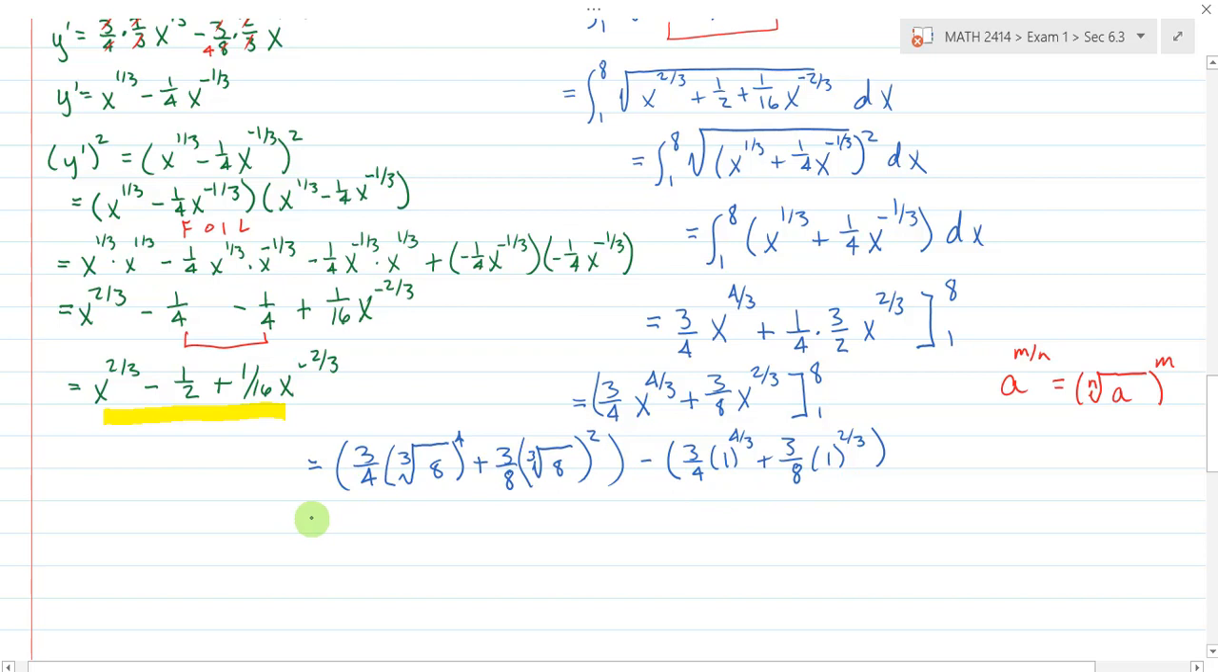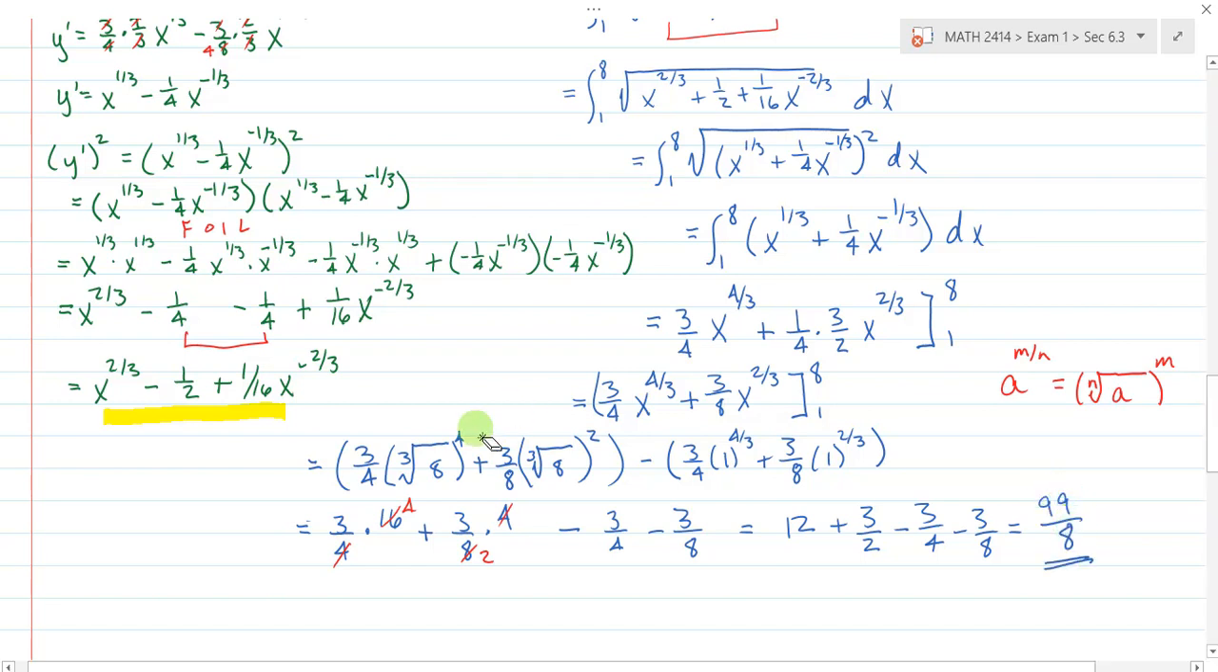So now we need to simplify this. The cube root of 8 is 2, 2 to the 4th is 16, and the cube root of 8 is 2, and 2 squared is 4, minus 3/4 minus 3/8. So then we can cancel. 4 goes into 16 4 times, 4 goes into 8 twice, and that's going to give us 3 times 4 is 12 plus 3/2 minus 3/4 minus 3/8. Get a common denominator, combine like terms, and you get 99/8.